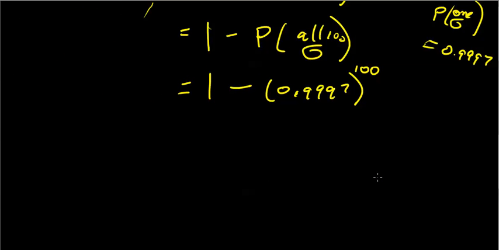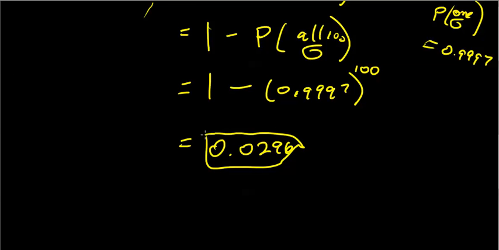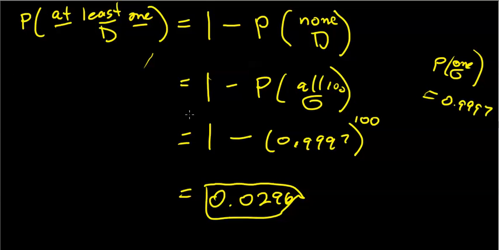Now, of course, this is too cumbersome to do by hand, so I'll use my calculator to grind this out, and I get 0.0296. All right, 0.0296. So the probability that at least one of these tires in 100 is defective is about 3%, or 0.0296. Okay?